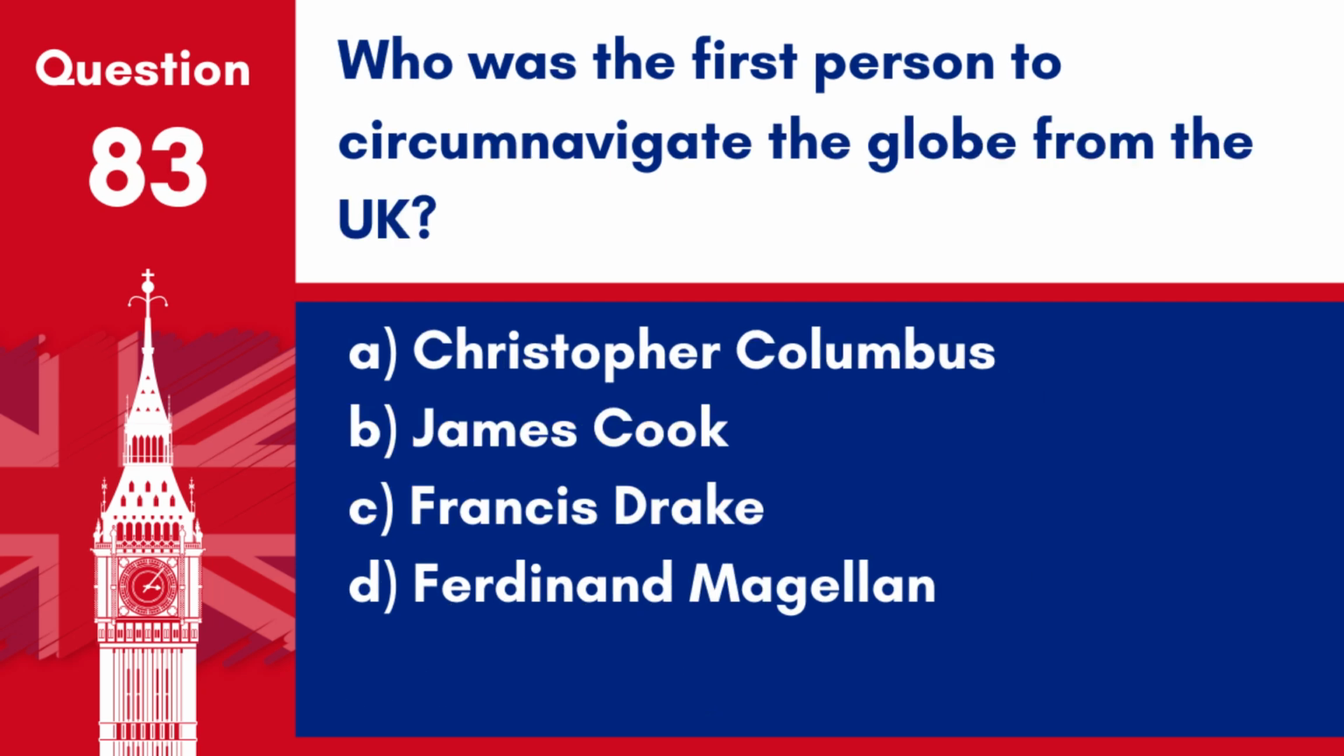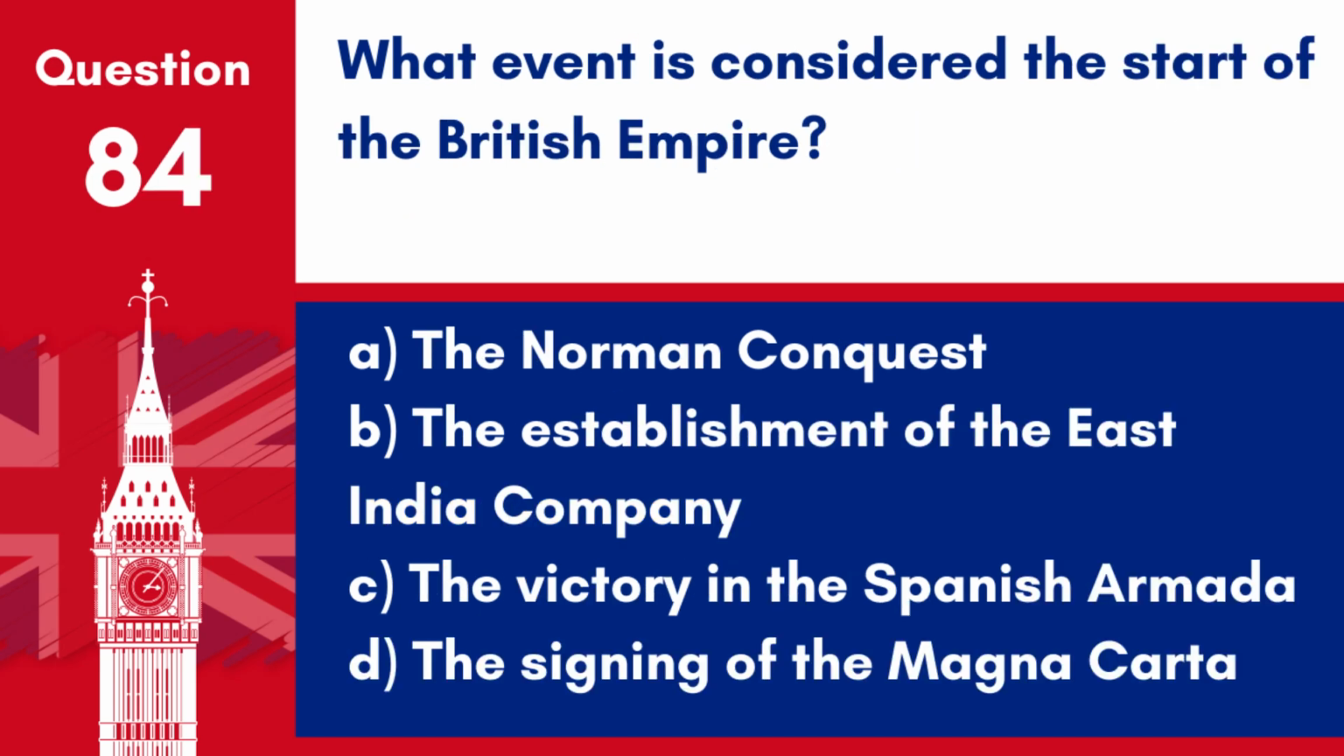Question 83. Who was the first person to circumnavigate the globe from the UK? A. Christopher Columbus. B. James Cook. C. Francis Drake. D. Ferdinand Magellan. Answer: C. Francis Drake. Sir Francis Drake was the first person to circumnavigate the globe from the UK, completing his voyage in 1580.